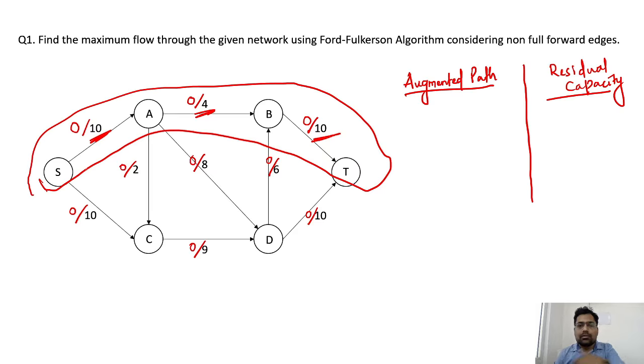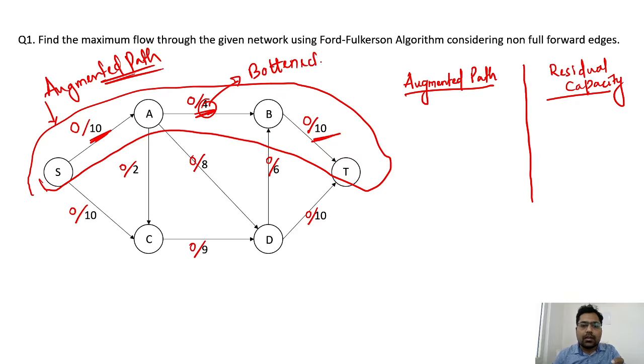Many augmented paths could be formed, not an issue. If the source and sink are in a path, we say it's an augmented path. Then the capacities given to us are 10, 4, 10. So the minimum capacity, which is 4, is considered our bottleneck capacity. But the initial flow should be 0, only then can we say it's the bottleneck capacity.